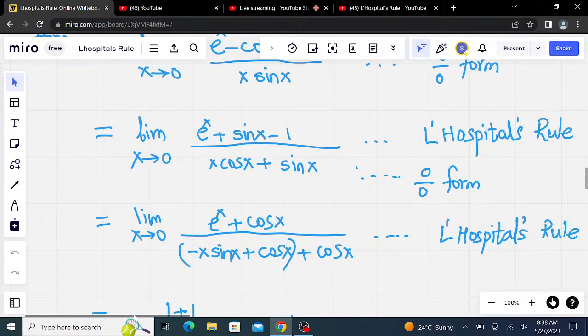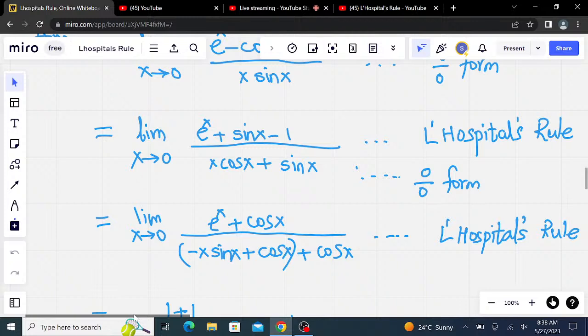Derivative of e raised to x is e raised to x. That of sin x is cos x. In the denominator we applied product rule. So x as it is into derivative of cos x is minus sin x. So the term becomes minus x sin x. Plus derivative of x is 1, cos x as it is. And now there is one more term with us, that is sin x. Its derivative is cos x.